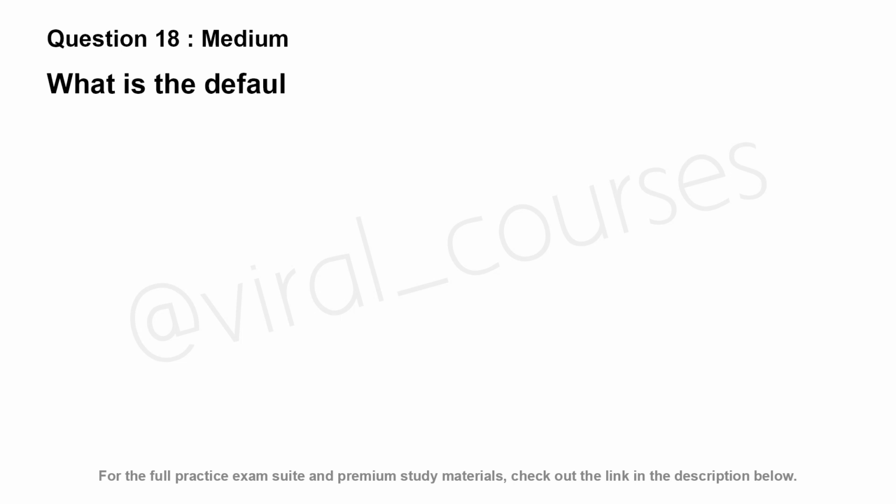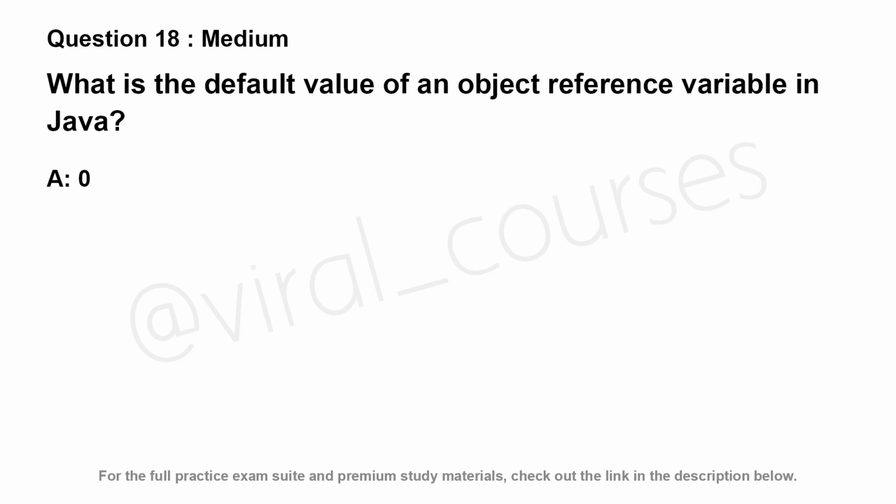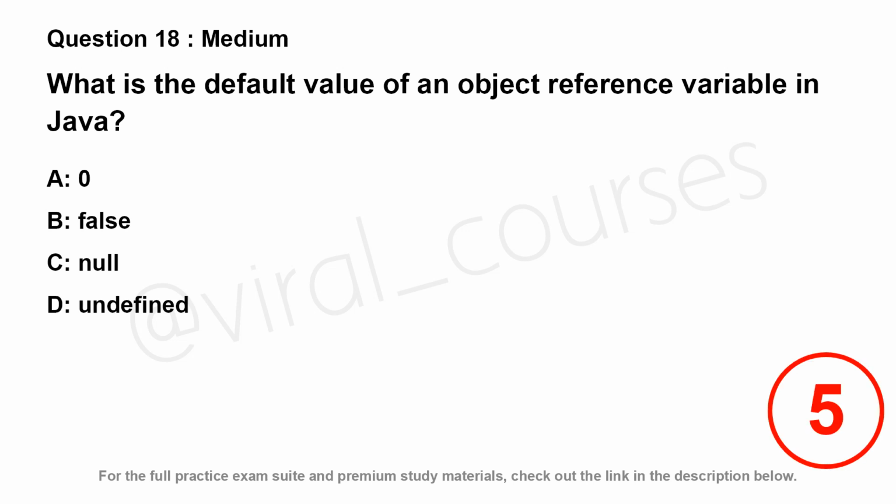What is the default value of an object reference variable in Java? Option A, 0. Option B, false. Option C, null. Option D, undefined.